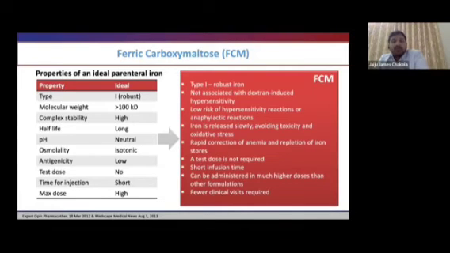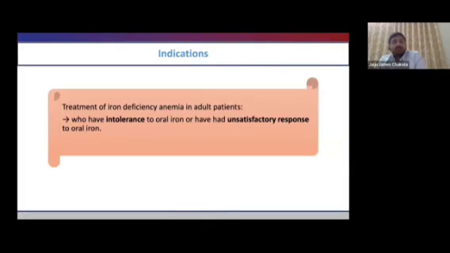So ferric carboxymaltose adequately fits in. It's a robust iron, not associated with much hypersensitivity, with a very low risk of hypersensitivity or anaphylactic reaction. Iron is slowly released, avoiding toxicity and oxidative stress. Rapid correction of anemia and repletion of iron stores. Test dose is not required. Short infusion time, can be administered in much higher doses than other formulations, and fewer clinical visits are required. So the indication, like we mentioned earlier, is patients who have intolerance to oral iron or have had an unsatisfactory response to oral iron.